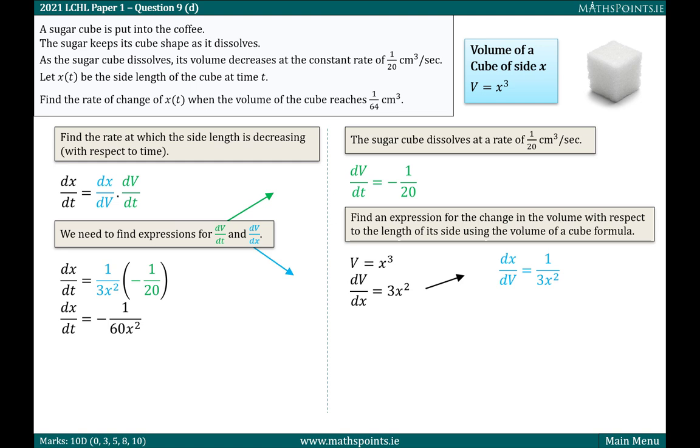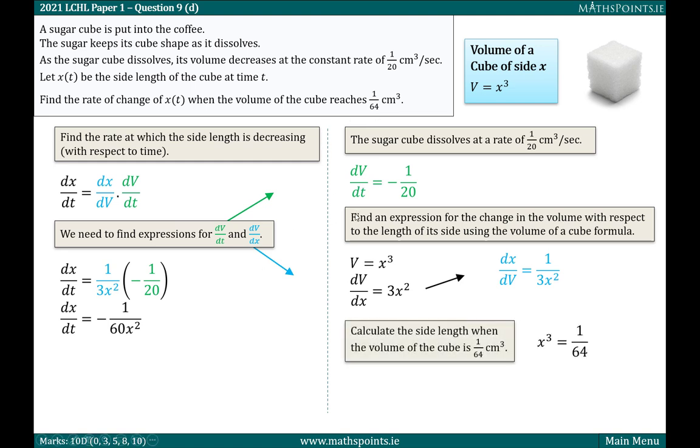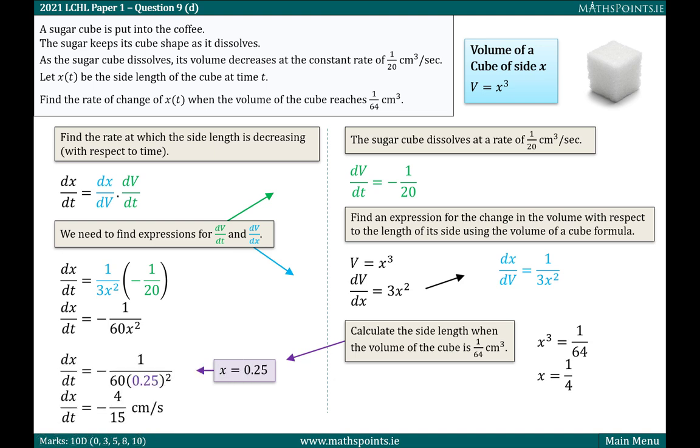Now, we're looking for the rate of change of the side with respect to time at that moment when the volume of the cube reaches 1 over 64. So if we let the formula for the volume of a cube, x cubed, equal 1 over 64, we see that the side length would be 1 over 4. We're going to sub that back into dx dt, and we can find that the rate of change at the instant when the cube is 1 over 64 is minus 4 over 15 centimeters per second.